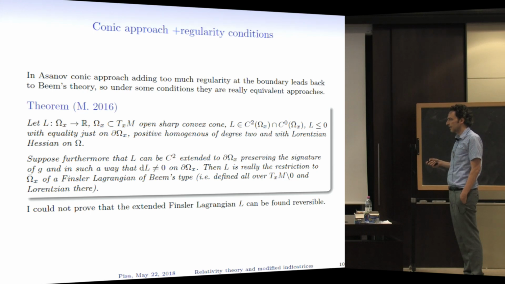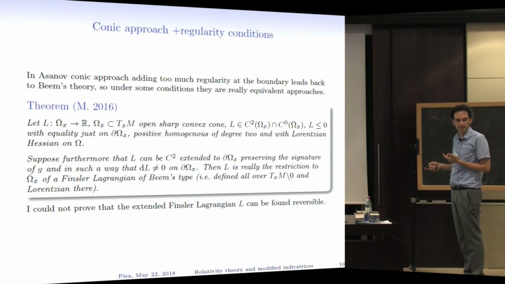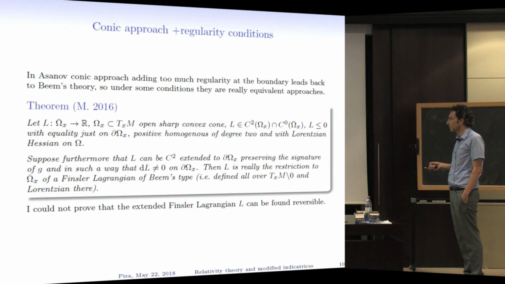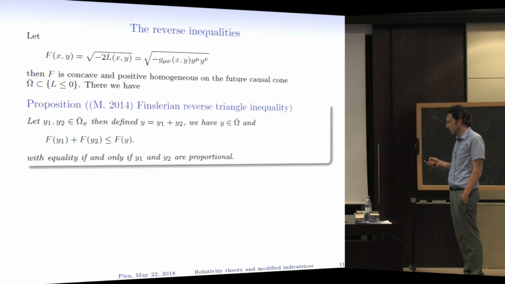Then this Finsler Lagrangian is really the restriction of a Lagrangian defined all over the slit tangent bundle and Lorentzian all over the tangent bundle. The point is that I could not prove that the Lagrangian can be chosen reversible, okay, but this is not a big problem from the point of view of the interpretation. So both approaches are acceptable in a sense.